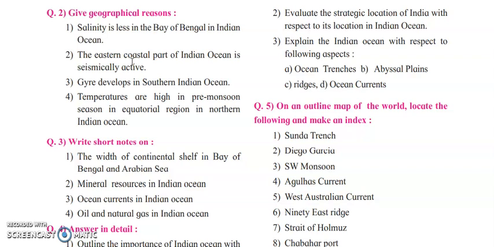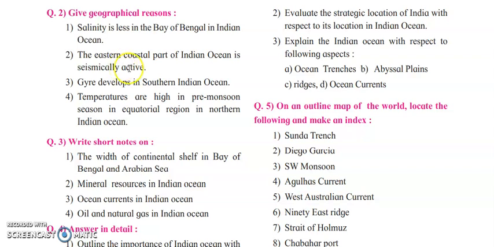Next, gyre develops in South Indian Ocean. Now what is a gyre? A gyre is nothing but a circular pattern. Such a whirling pattern in water starts rotating in a circular manner. Such circular patterns seen in the ocean are called gyres. They influence the shape of oceanic currents, the movement of water. All these things are influenced by the gyres. So the current systems in the southern part of the Indian Ocean are basically formed because of the gyres.